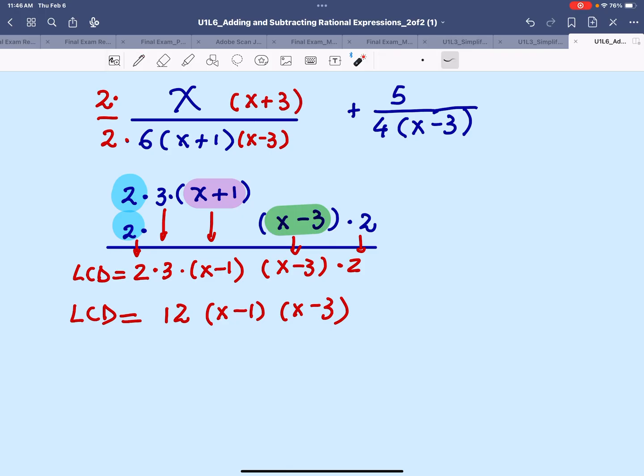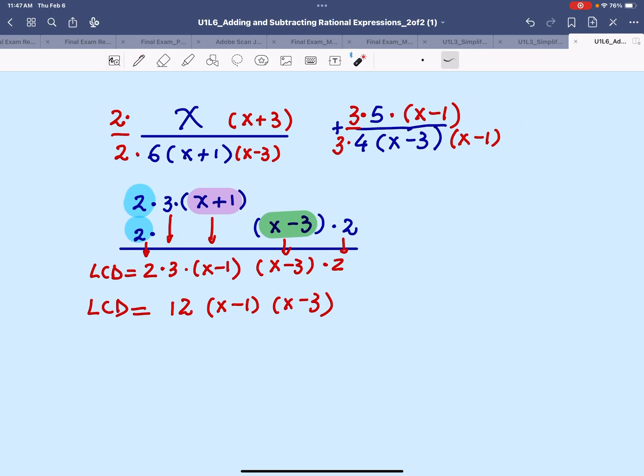Now, in a similar way, we deal with the next rational expression. We have 4 that is getting ready to become a 12, so we'll multiply this by 3. Don't forget to do the same thing to the numerator. And we have x minus 3. We're missing x plus 1, which means that we're multiplying by x plus 1 here, both numerator and denominator.